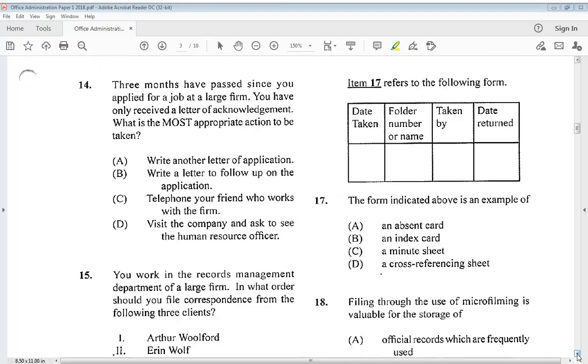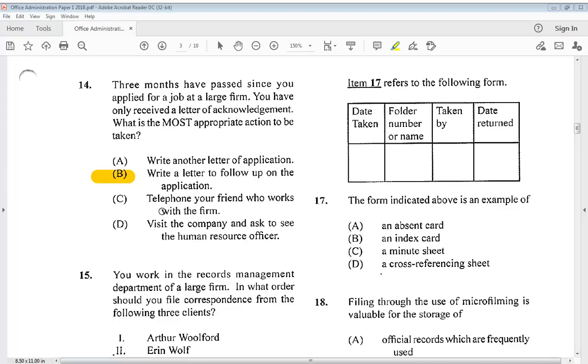14. 3 months have passed since you applied for a job at a large firm. You have only received a letter of acknowledgement. What is the most appropriate action to be taken? A. Write another letter of application. B. Write a letter to follow up on the application. C. Telephone your friend who works with the firm. Or D. Visit the company and ask to see the human resource officer. We know it could not be A. Write another letter. That is irrelevant. They already have your information. B. Write a letter to follow up on the application. That is the suitable thing to do according to our notes.